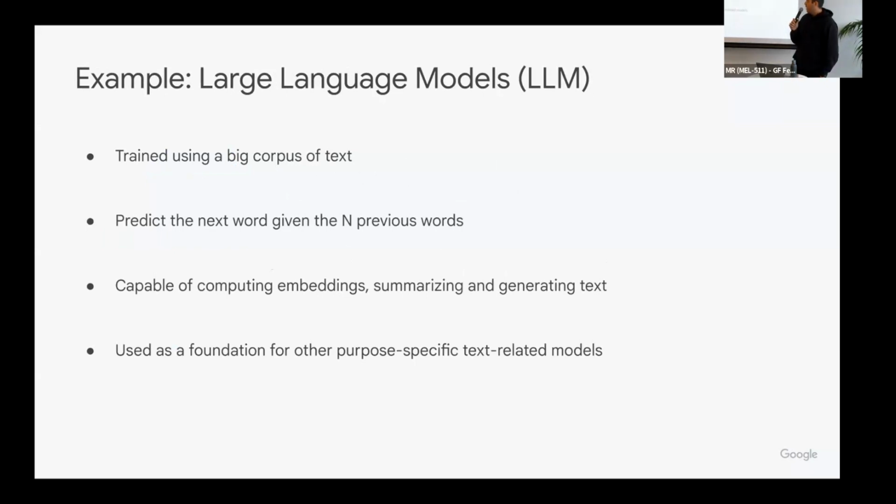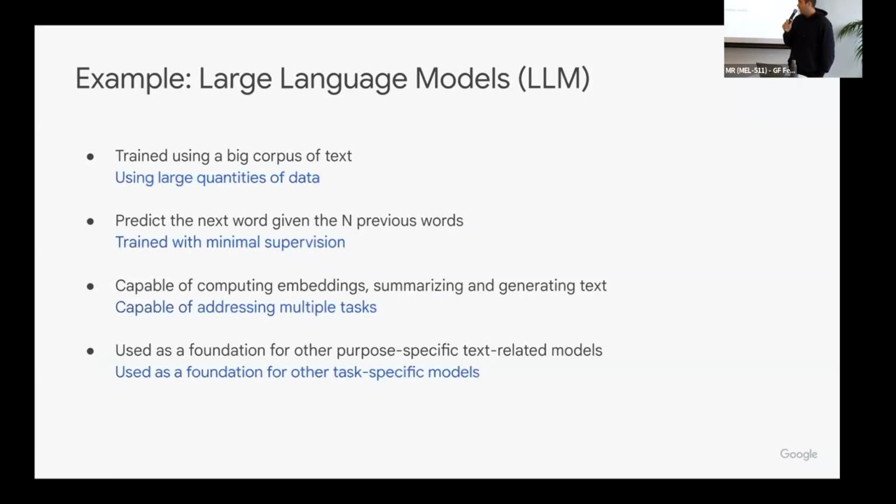So let's walk through an example. You probably heard about large language models. If you haven't, don't worry, we'll discuss that in a little more detail later. But generally speaking, they are trained using a large corpus of text. I think some of the bigger ones are in the order of billions, if not even over 1 trillion different tokens, which can be similar to words. The way in which they are trained is to predict what is the next word that is going to come given a previous sentence. They are capable of doing a number of things, including computing embeddings, summarizing, or, and this is very exciting, generating novel text. They are used as a foundation for other purpose-specific models. For example, Google recently released a paper that was talking about a medical knowledge-specific language model.